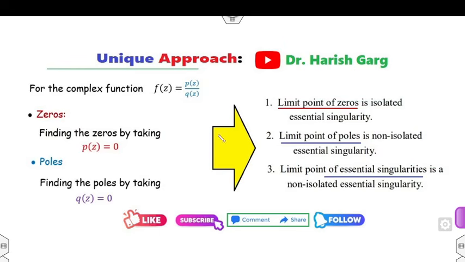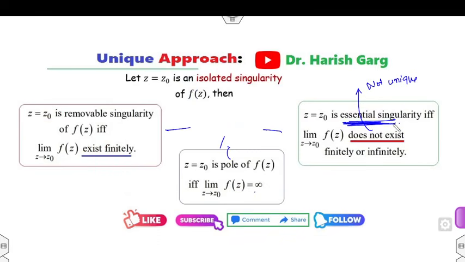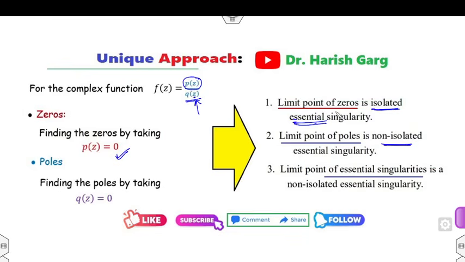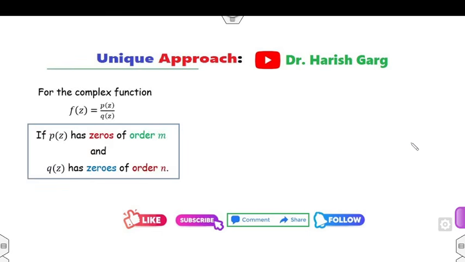On the other hand, if you find the limit point of the zeros of the numerator, then the point is called an isolated essential singularity. If you find the limit point of the zeros of the denominator, then we call it a non-isolated essential singularity. Make sure once you prove it's an essential singularity, then you check the limit point. If it is a limit point of the numerator's zeros, it is called isolated. If it is a limit point of the denominator's zeros, then we call it non-isolated.